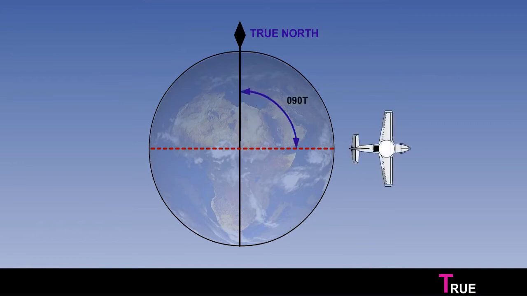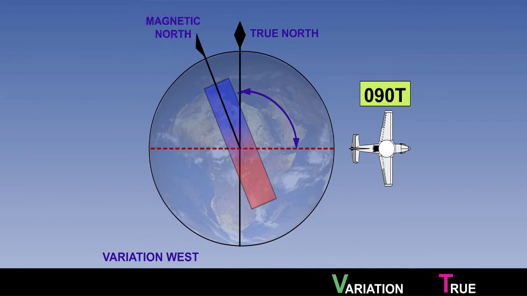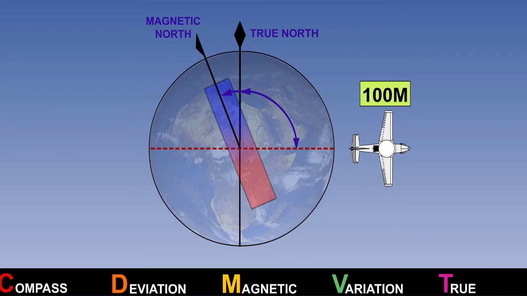Suppose we imagine an aircraft is flying on a heading of 090 degrees in relation to true north. If the magnetic variation is 10 degrees west, the heading in relation to magnetic north will be 100 degrees. If we now say that deviation is 10 degrees west also, the compass will be showing 110 degrees as a heading.